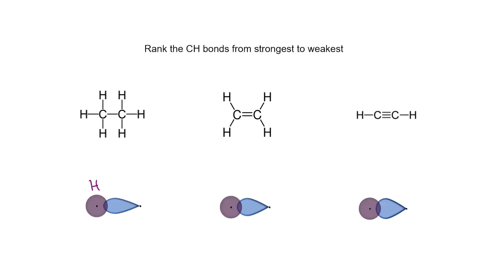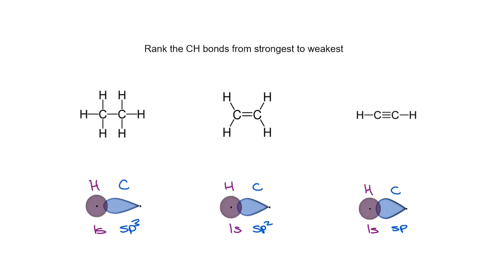For hydrogen, it will always be a 1s orbital, whereas for carbon, it will depend on its hybridization. So the hybridization for the alkane is sp3, for the alkene, sp2, and for the alkyne, sp. And what we're going to focus on here is the s character of the hybrid orbital, which refers to how much the hybrid orbital looks like the s orbital.